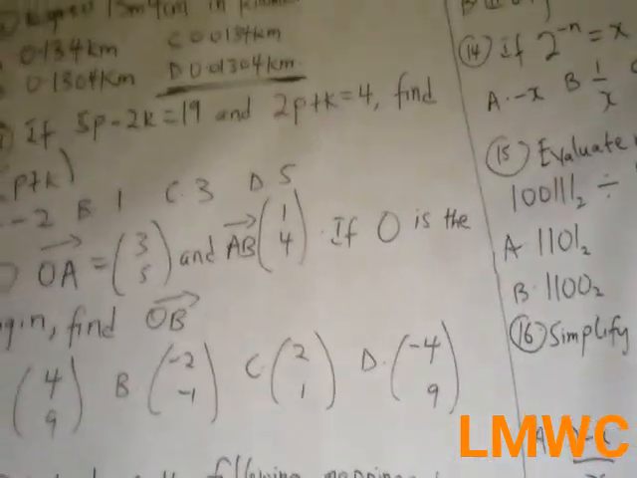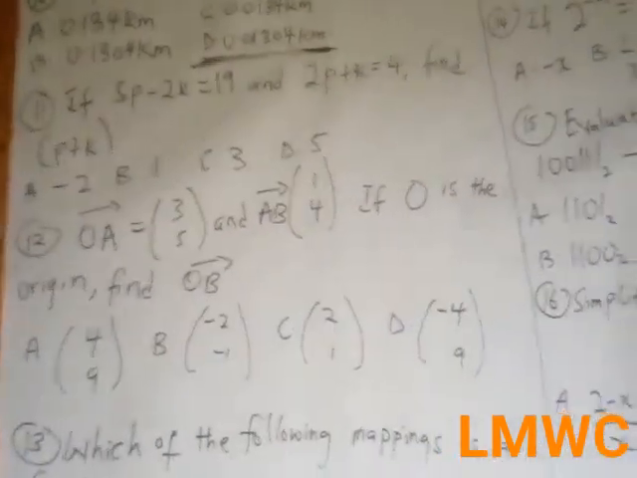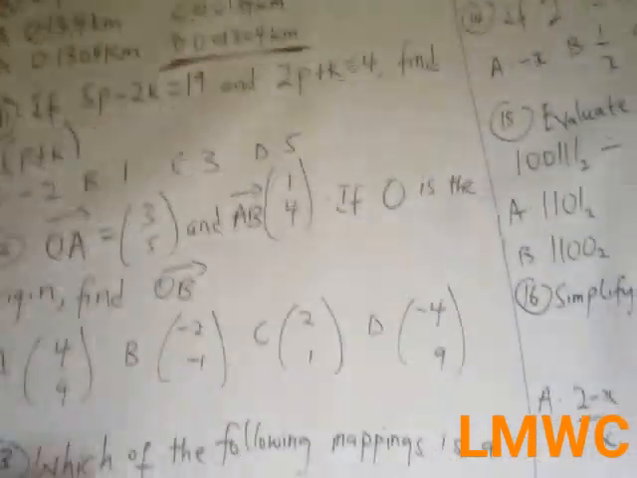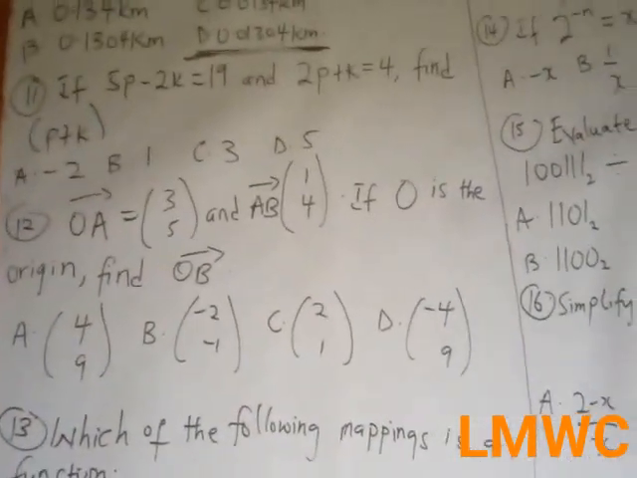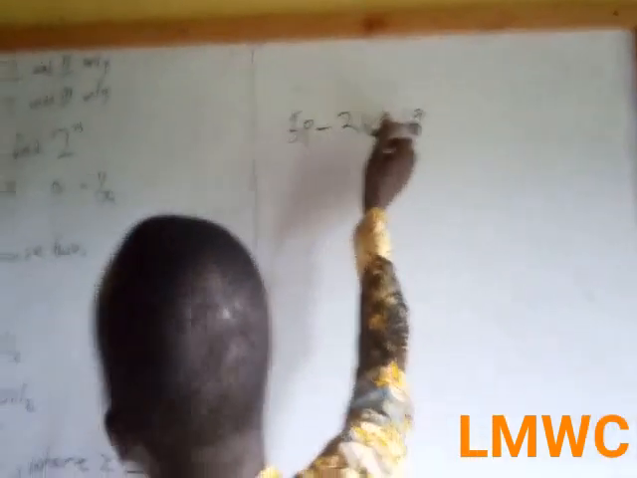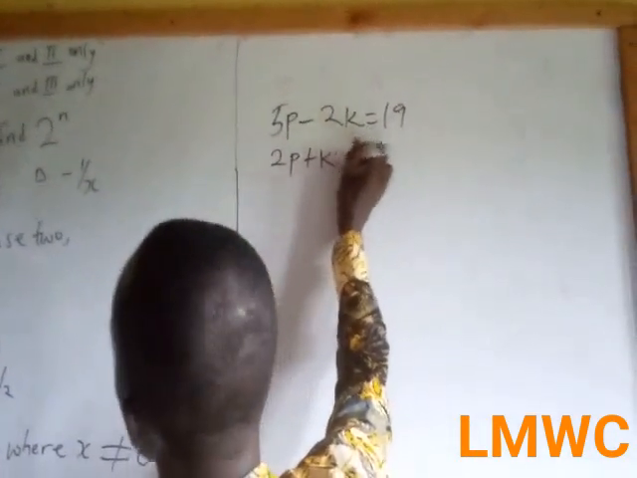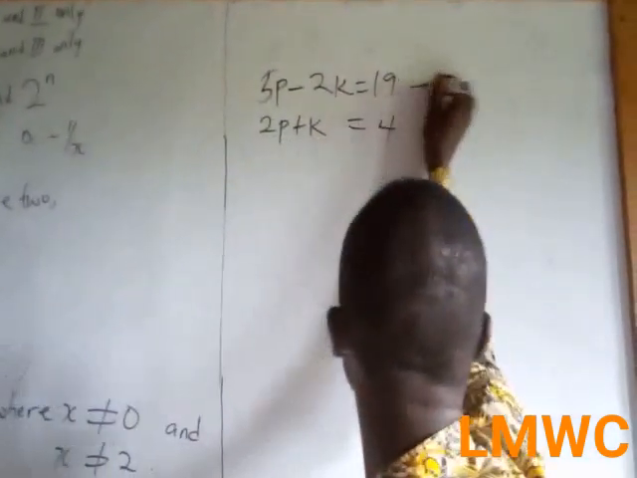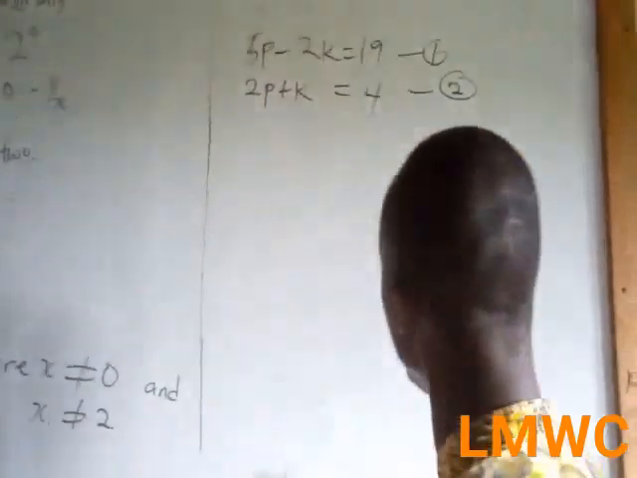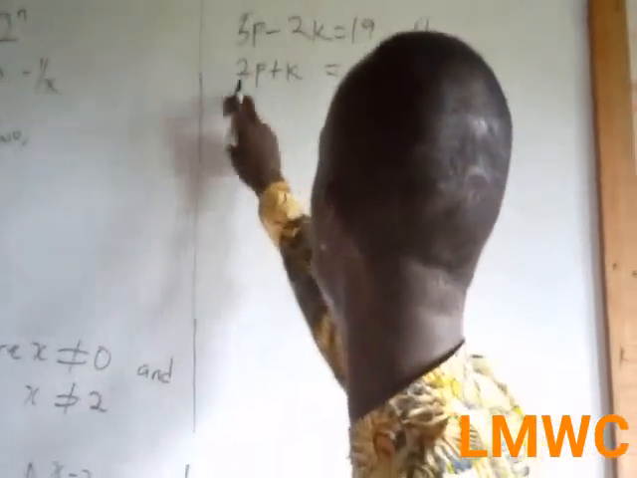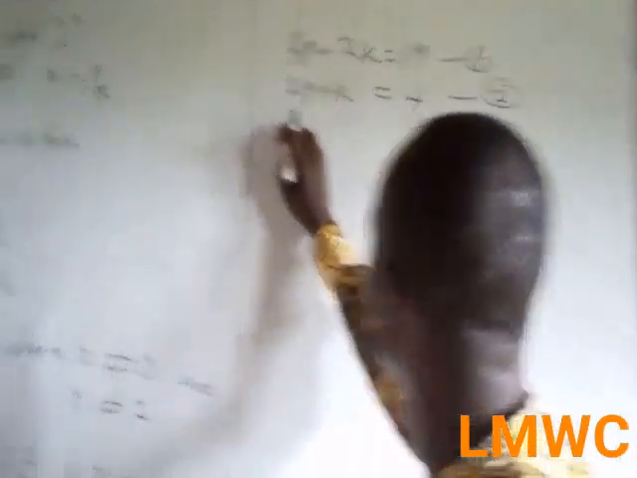Question 11. If 5p minus 2k is equal to 19 and 2p plus k is equal to 4, find p plus k. Now this one is simultaneous equation, and under simultaneous equation we have the elimination method and the substitution method. Take note, elimination and substitution method. So we have 5p minus 2k is equal to 19, 2p plus k is equal to 4. So this is equation 1. This is equation 2.